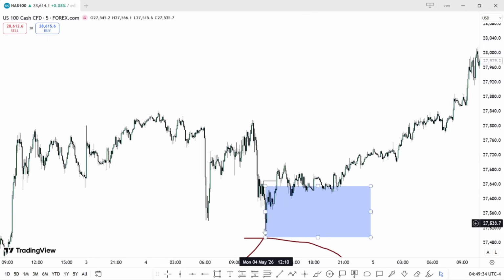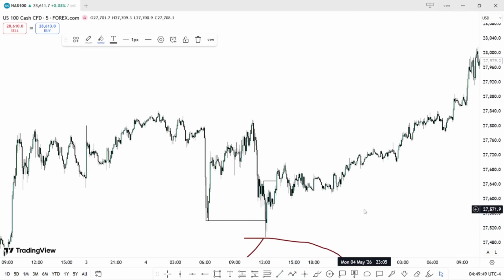And why was this valid? Why was this other block valid? I think I need to mention this before I continue. You saw that it took out the sell side liquidity right here. So that's very, very important. And we're in a bullish market.